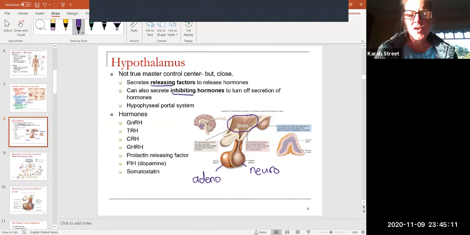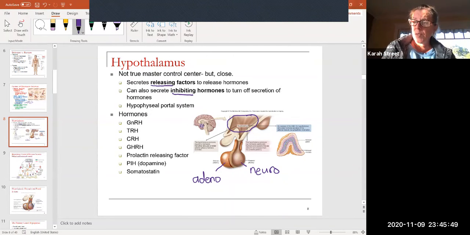Releasing hormones give permission to the pituitary to release its hormones, okay? Inhibitory hormones tell the pituitary, absolutely not. No way. You're not allowed to release your hormones. I'm telling you, no. Now is not a good time. So these hypothalamic hormones will, in their name, tell you which hormone it's targeting in the pituitary.